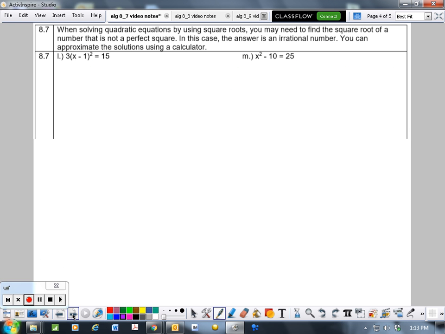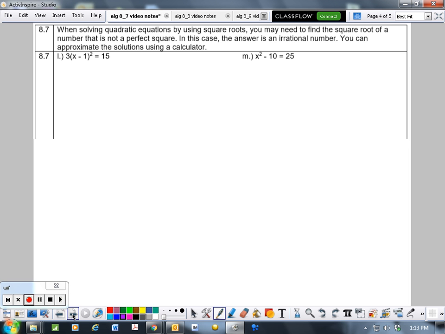So when solving quadratic equations by using square roots, you may need to find the square root of a number that's not a perfect square. So if it's not a perfect square, you're going to need a calculator nearby. So I'm going to grab my calculator if you can't hear me right now.